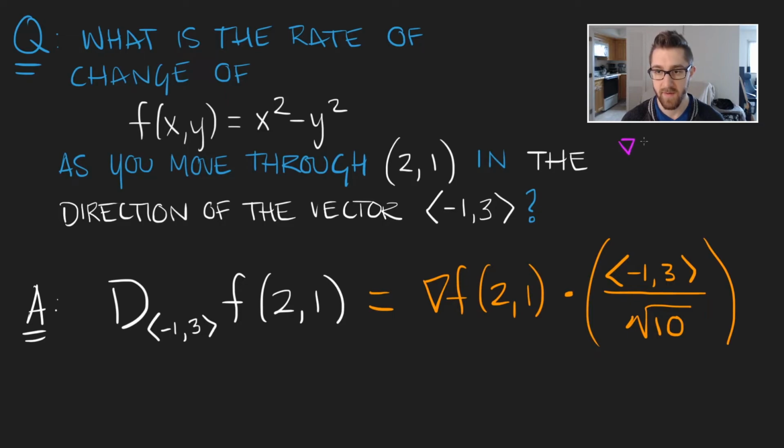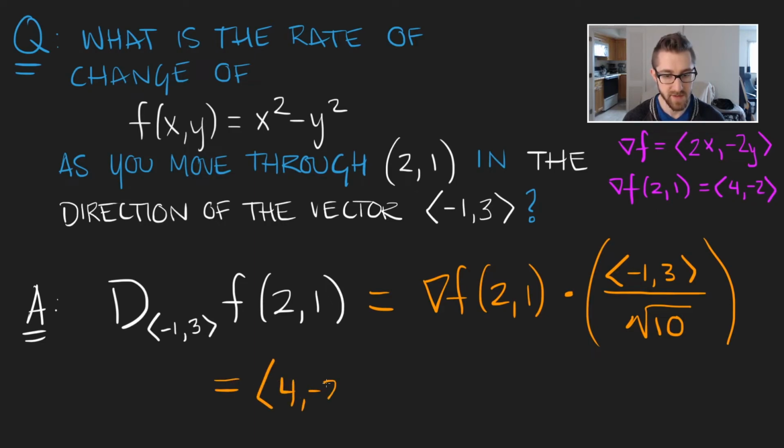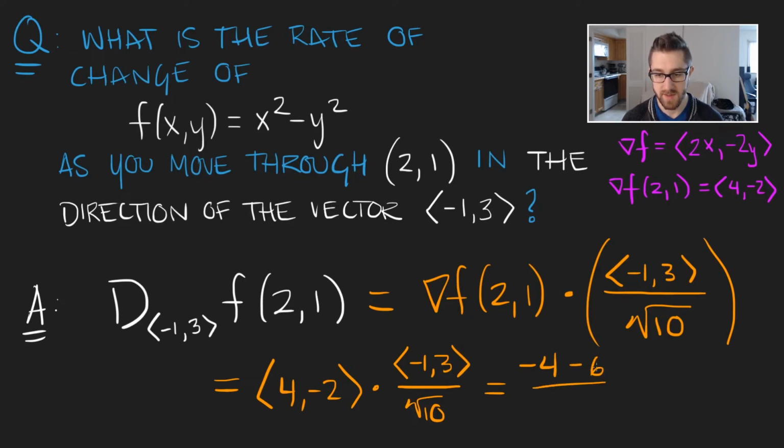Off to the side, the gradient of f, remember, is a vector consisting of the partial derivatives of f. So it looks like this. The gradient of f evaluated at 2, 1 is going to be the vector 4, -2. So the directional derivative is 4, -2 dotted with -1, 3 over the square root of 10. And we can take the dot product of these two vectors and then divide by square root of 10. The dot product is 4 times -1 plus -2 times 3. So it's -4 minus 6 over the square root of 10, which is -10 divided by the square root of 10.